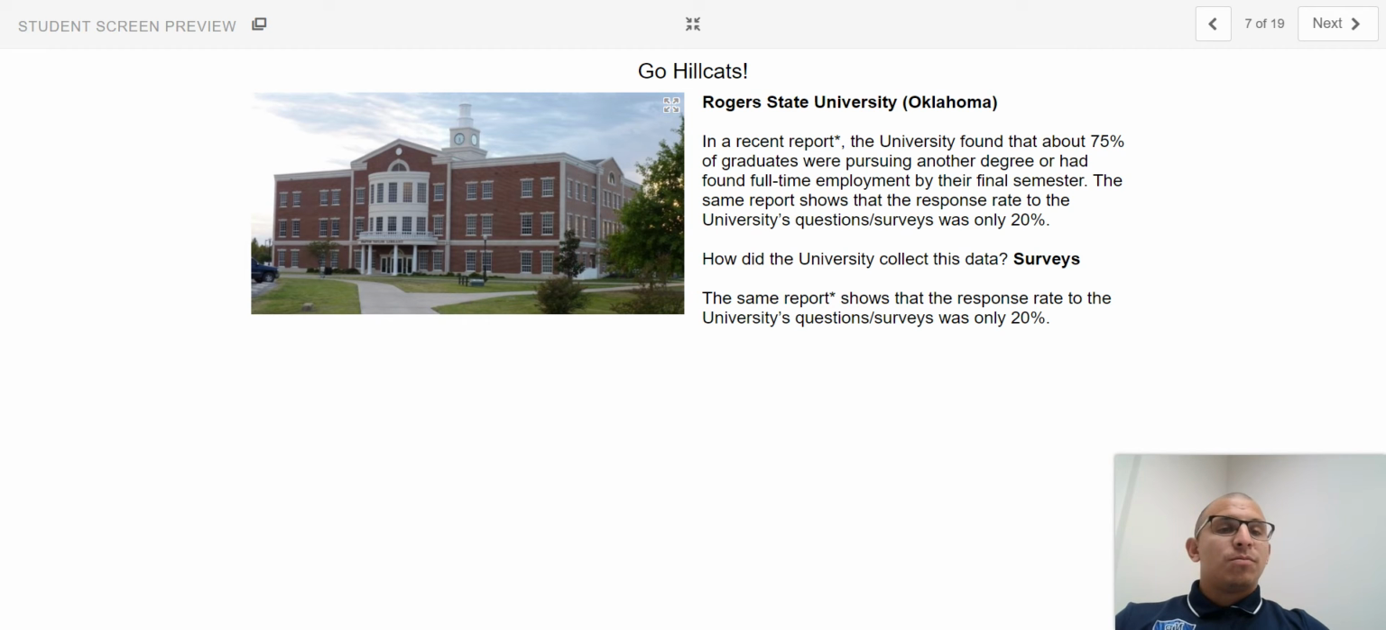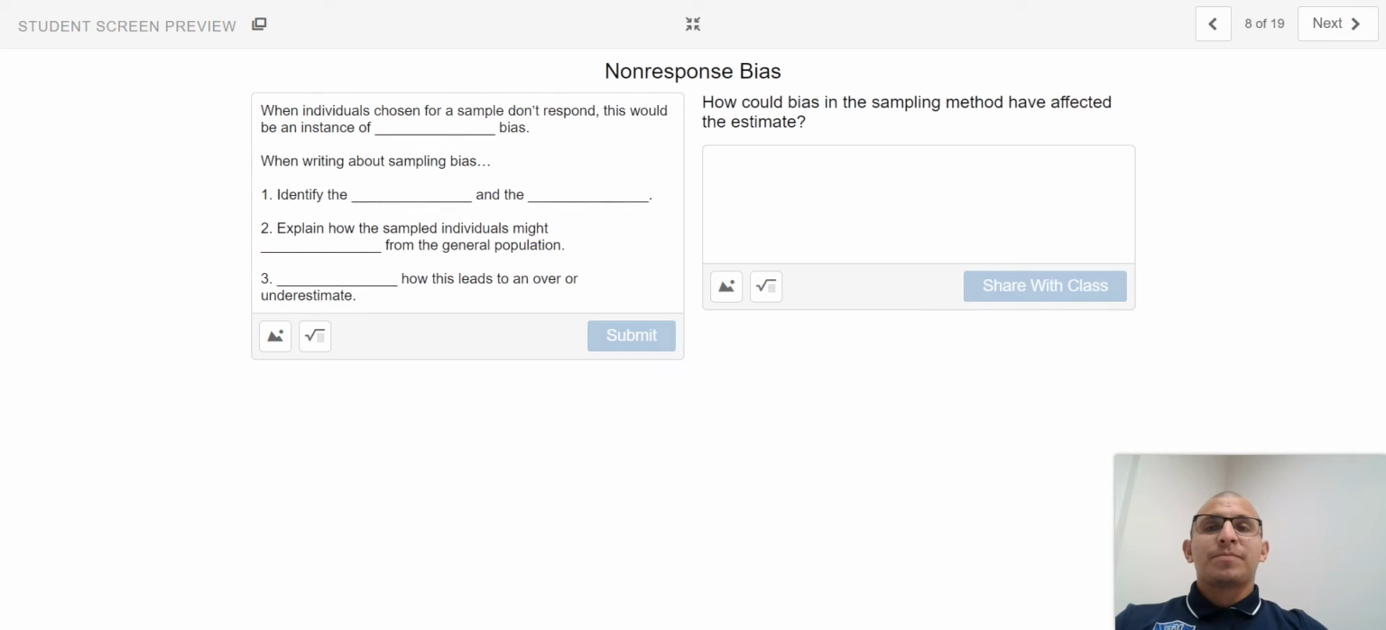The same report, oh, I think I had a typo here, so I'll make sure that's deleted. All right, so keep that in the back of your mind. Okay. How could bias in the sampling method have affected the estimate? So when individuals chosen for a sample don't respond, this would be an instance of non-response bias.